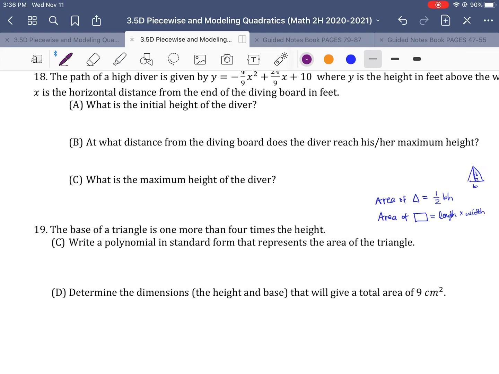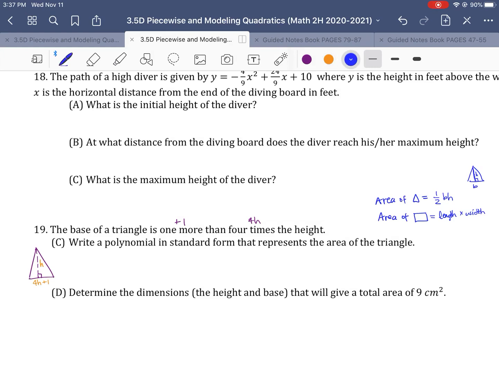So on here, I'm going to draw a little picture to try and make sense of what's going on. It might not be drawn to scale at all, but here's a height I can look at, and there's my base down there. It says the base of a triangle is 1 more, and 1 more always means plus 1, than 4 times the height. I don't know the height, so I'm going to call that h. Then the base is going to be 1 more than 4 times that height, so 4h plus 1. So there's my height and my base relationship.